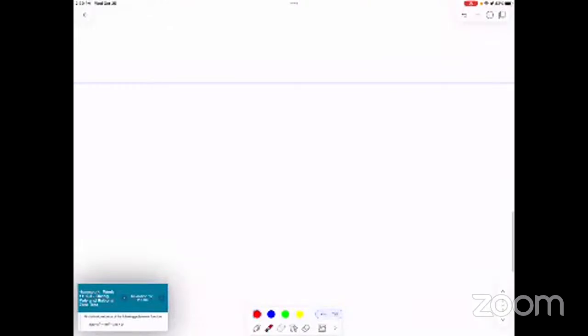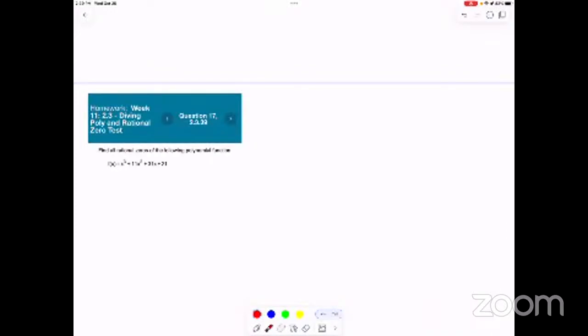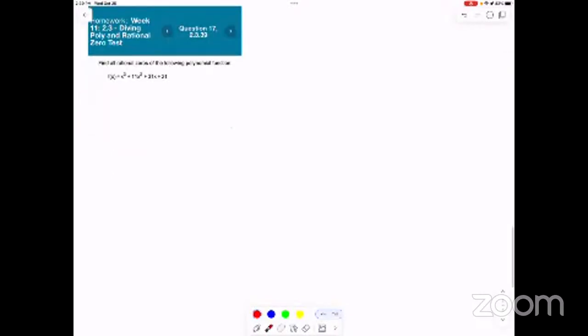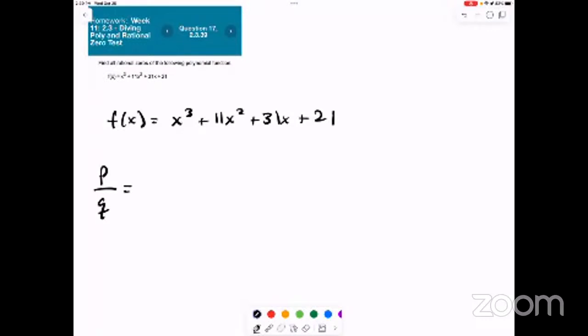So again, you could either just use your graphing calculator, look at the zero, and then confirm that it's a zero. Let me start by getting a copy of the original. So we have f of x equals x cubed plus 11x squared plus 31x plus 21. If we do our rational zero test, which is our p over our q, our q is our leading coefficient, which is just a 1, so that makes it simple. Our p comes from the factors of the constant term, which are the factors of 21. That's going to be plus or minus 1, plus or minus 3, plus or minus 7 and plus or minus 21, right? These are all the factors of 21.